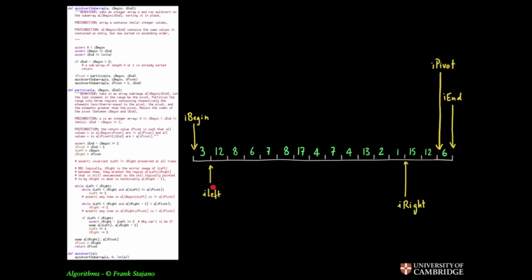So I was stuck here because this was not less than or equal to 6, and I'm stuck here because this is not strictly greater than 6. So my ideal is to move this I left all the way to the right and my I right all the way to the left until they meet each other, right? I will always keep I left to the left of I right, so it will always be the case that I left is less than or equal to I right. I'll never overtake, but I would like them to meet. I would like them to be equal eventually.